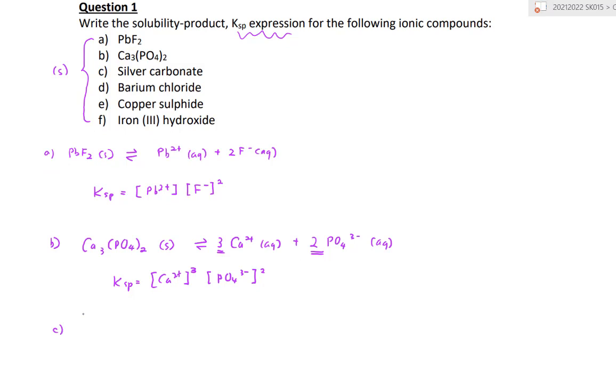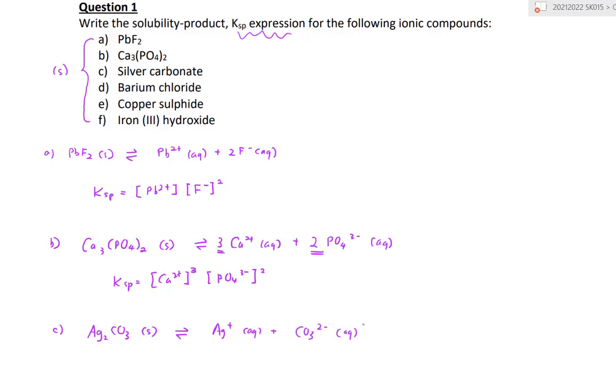Please also practice, if the questions give you a name of a compound, you need to come up with the correct formula. So silver carbonate has the formula of Ag2CO3, since the ion for Ag is Ag plus, and the ion for CO3 is 2 minus. So the solid dissociates into 2 Ag plus aqueous ions and CO3 2 minus aqueous.